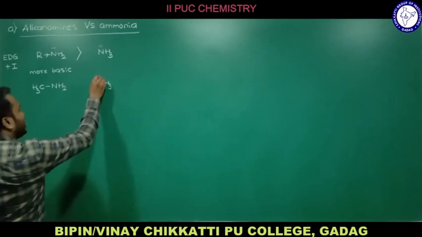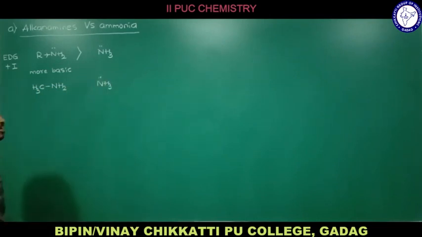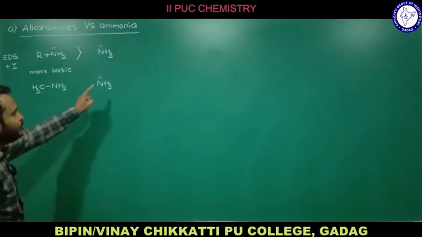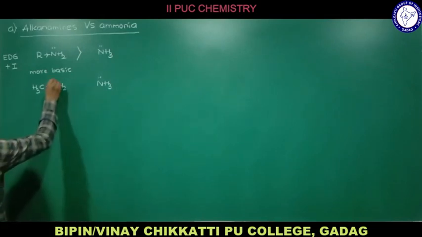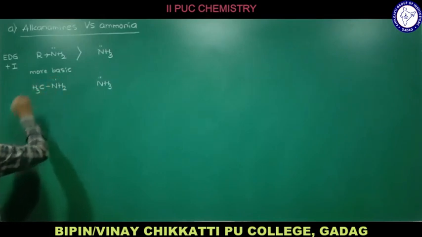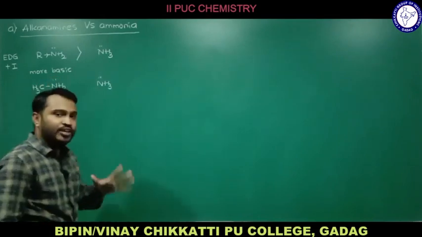Okay, so in ammonia, the nitrogen contains a lone pair of electrons which is easily available for protonation, so it is basic in nature. But here we have a methylamine. This is methylamine, or methanamine, you can consider.